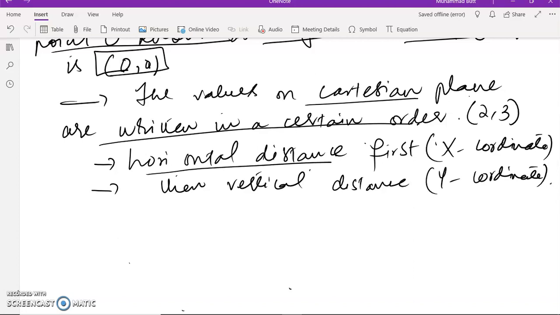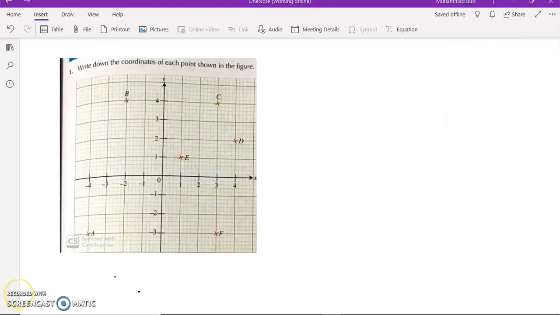The horizontal distance is written first and we call it x coordinate, and the vertical distance is written later and we call it y coordinate. Now let's try question number 1 of exercise 6A. Question number 1 of exercise 6A states, write down the coordinates of each point shown in the figure.